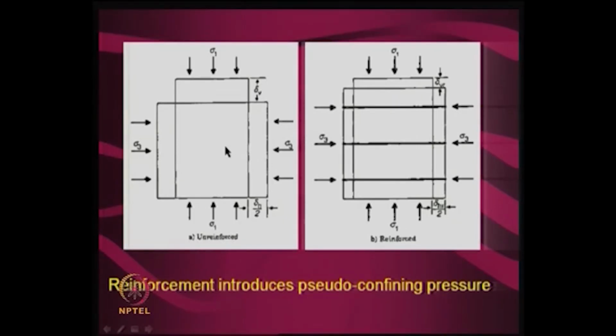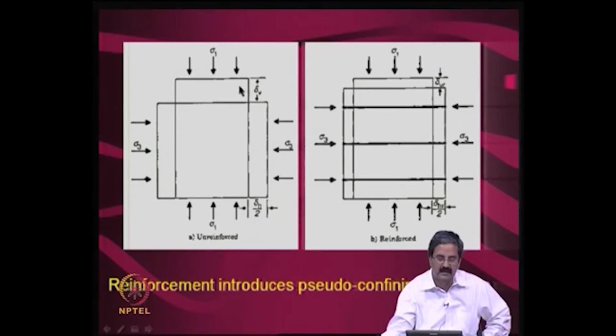You can see in this figure that you have an element and you apply some load sigma 1, and it attains equilibrium and goes to sigma 3. So, you have vertical displacement delta sigma v, then horizontal displacement delta sigma h by 2 on either side.